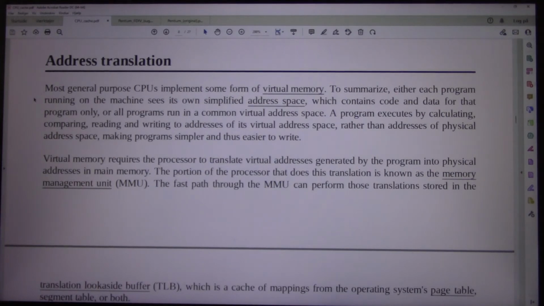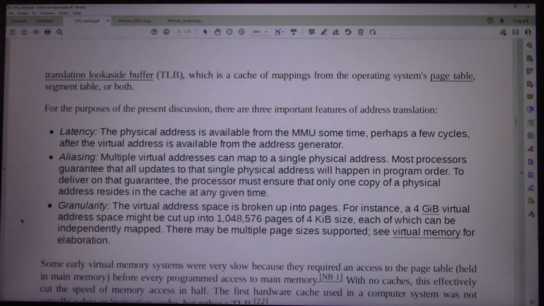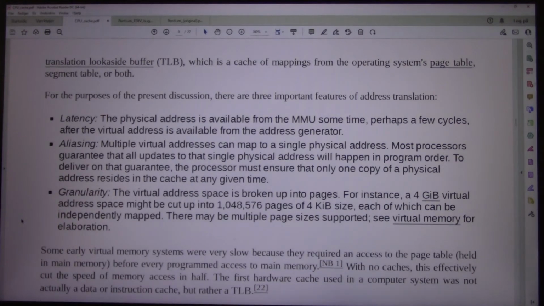Virtual memory requires the processor to translate virtual addresses generated by the program into physical addresses in main memory. The portion of the processor that does this translation is known as the Memory Management Unit, MMU. The fast path through the MMU can perform those translations stored in the Translation Look-Aside Buffer, TLB, which is a cache of mappings from the operating system's page table, segment table, or both.